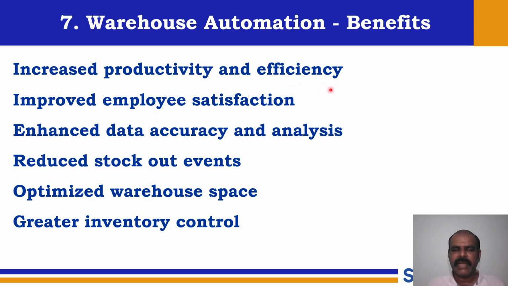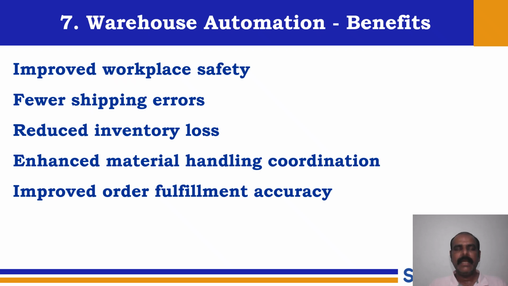Increased productivity and efficiency, improved employee satisfaction, enhanced data accuracy and analysis, reduced stock-out events, optimized warehouse space, greater inventory control. By adopting these types of warehouse automation, these are the potential benefits we can tap out of it. And still more with respect to ergonomics: improved workplace safety, fewer shipping errors, reduced inventory loss, enhanced material handling coordination, improved order fulfillment and accuracy.